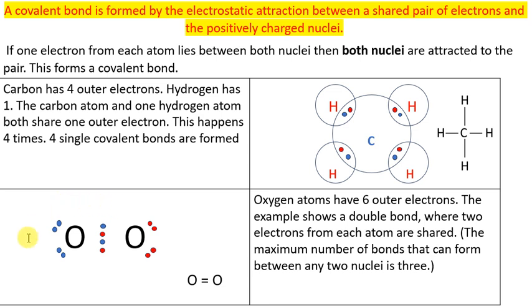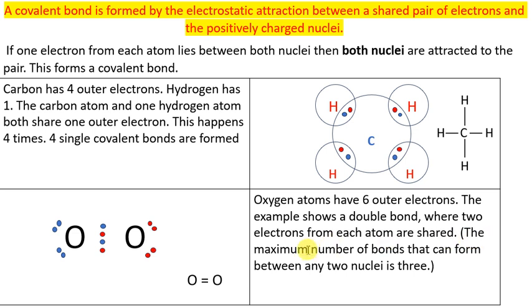Oxygen atoms. Oxygen, group 16. 6 outer electrons. The oxygen atom on the left with its electrons in blue, the oxygen atom on the right with its electrons in red. Originally 6 electrons in the outer shell, both atoms need to gain 2 electrons to get that full, stable outer shell. Oxygen atoms have 6 outer electrons. The example shows a double bond, where 2 electrons from each atom are shared.